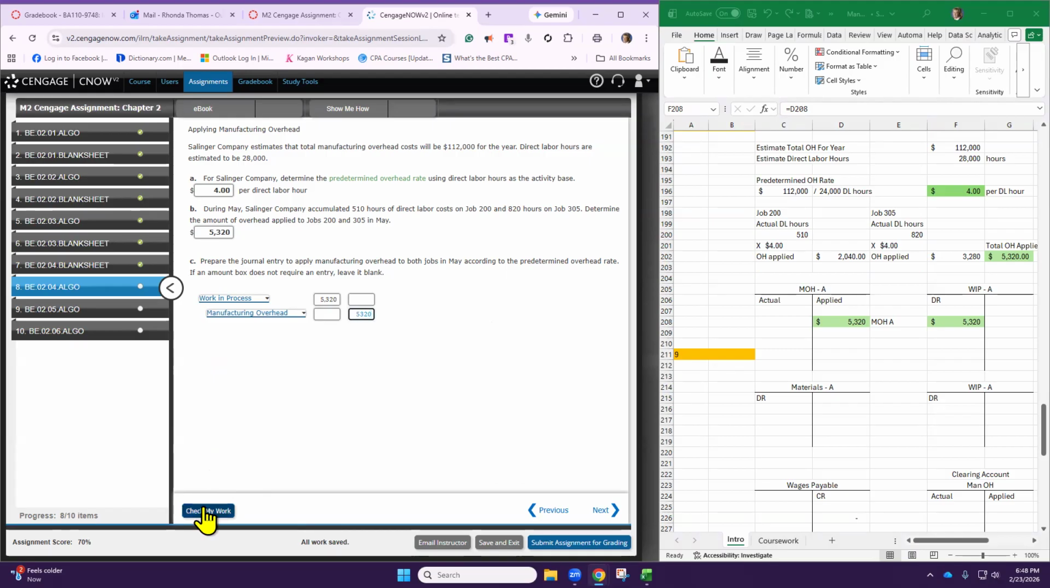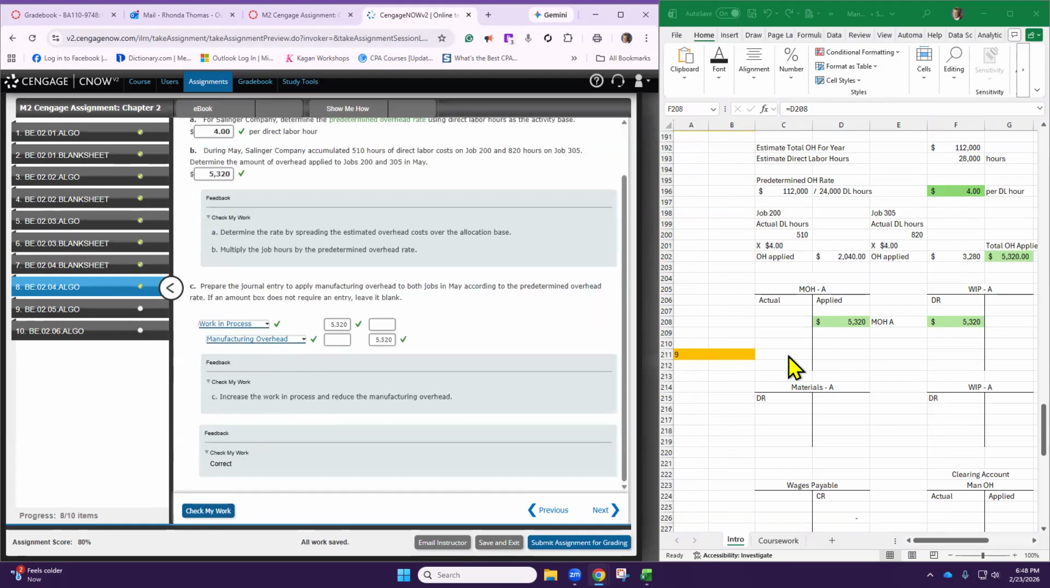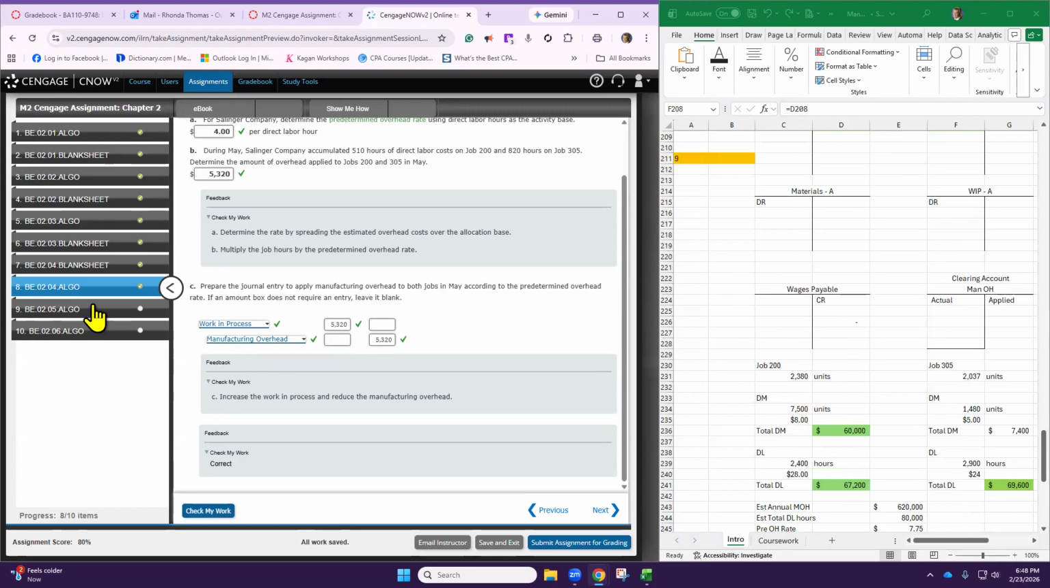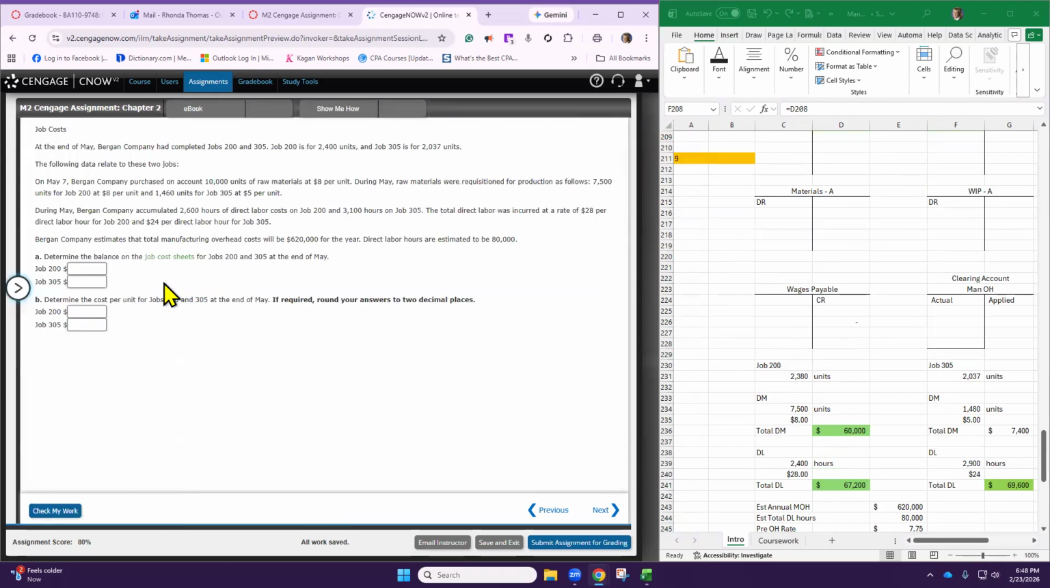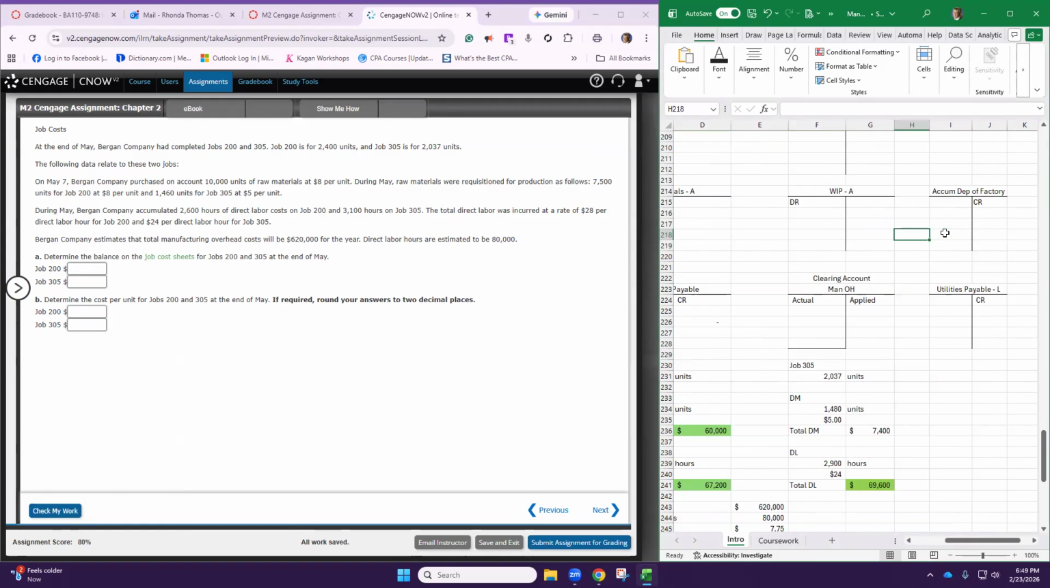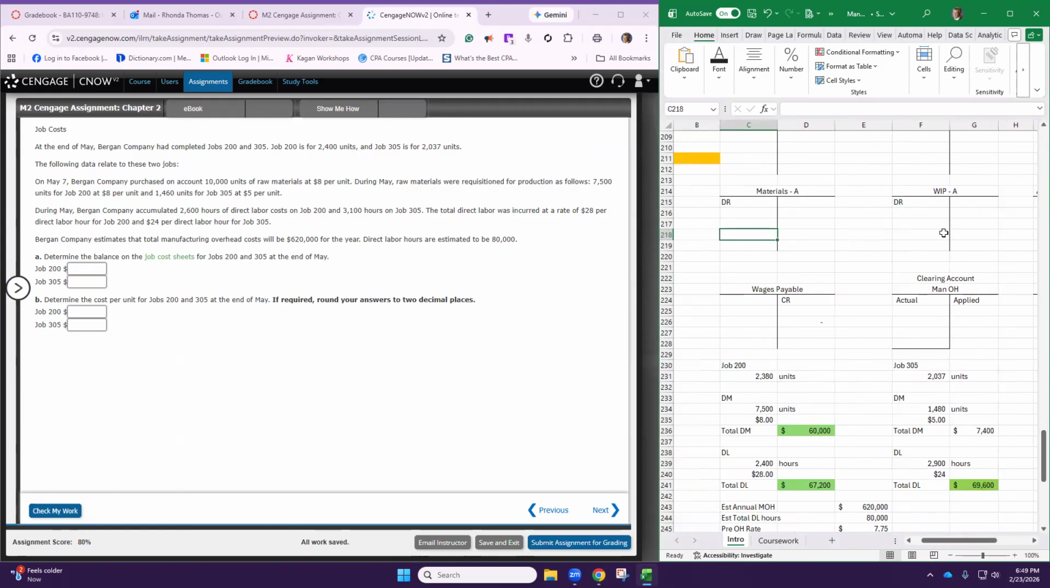Okay, let's check our work. I think we're good. Okay, two more. All right, so now here we are. So we've got our materials, our WIP, our accumulated depreciation. We've got our manufacturing overhead. Okay, so let's do job. Our job 200 has 2,400 units, and job 305 has 2,037 units.